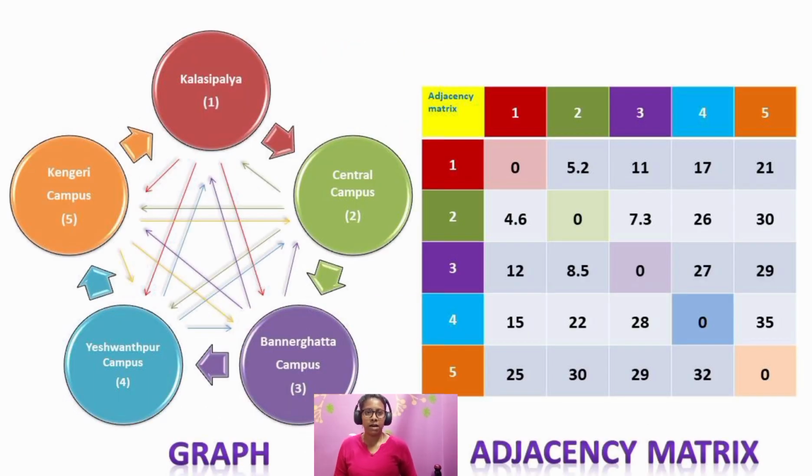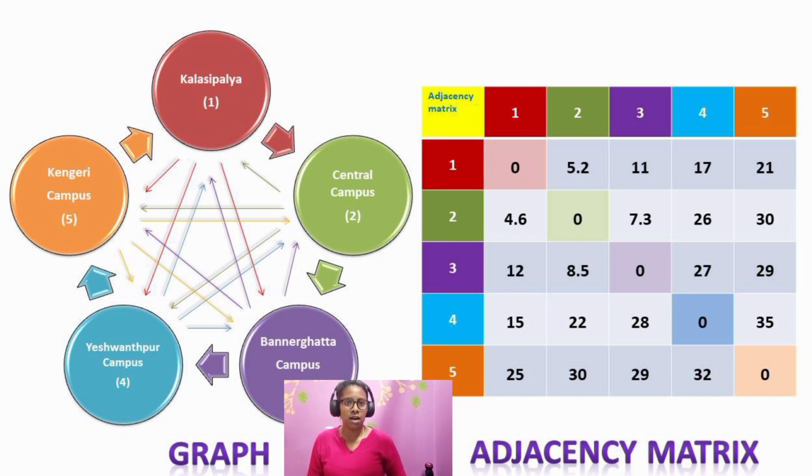The data in the matrix represents the distance in terms of kilometers. So from place 1 to place 2, it is 5.2 kilometers, and from place 1 to place 3, it is 11 kilometers. It is a directed graph that I am representing here, and the matrix represents the adjacency matrix where the entries are all the distances in kilometers. Along with this graph and the adjacency matrix, what do we do now?